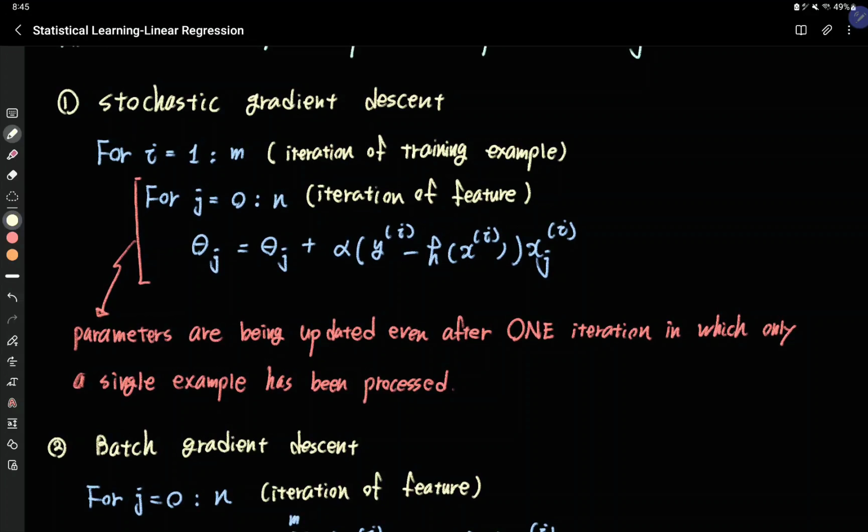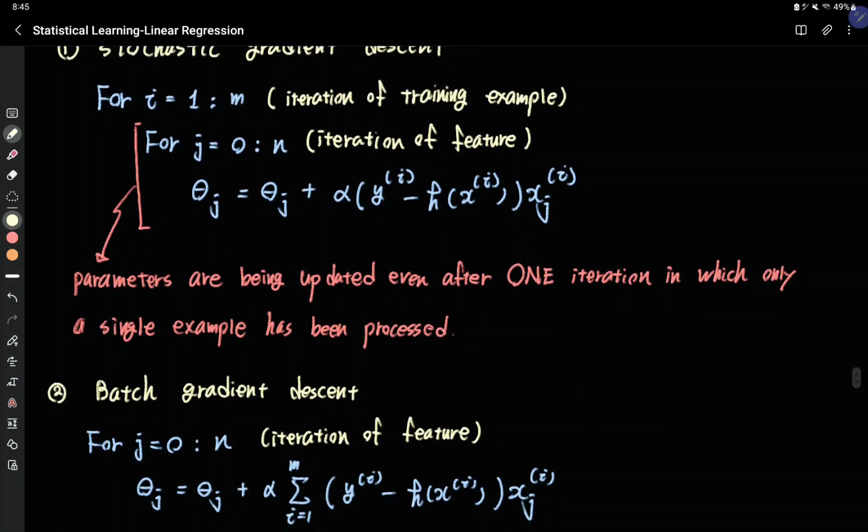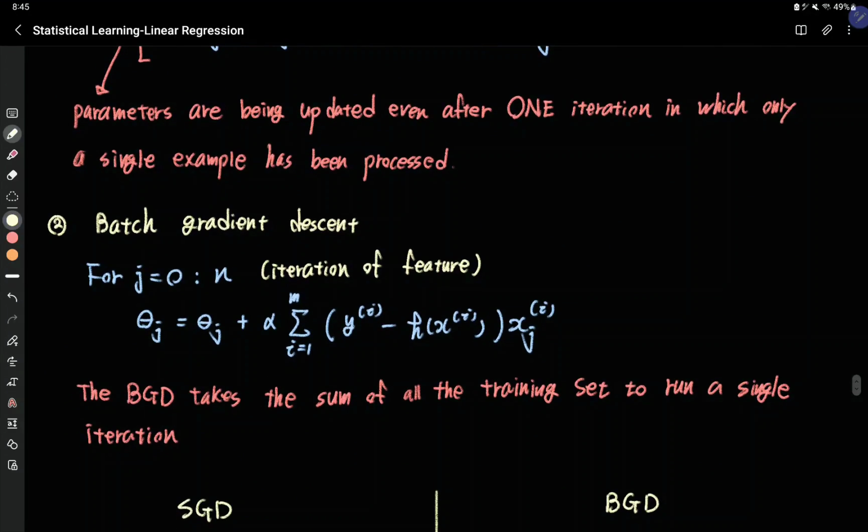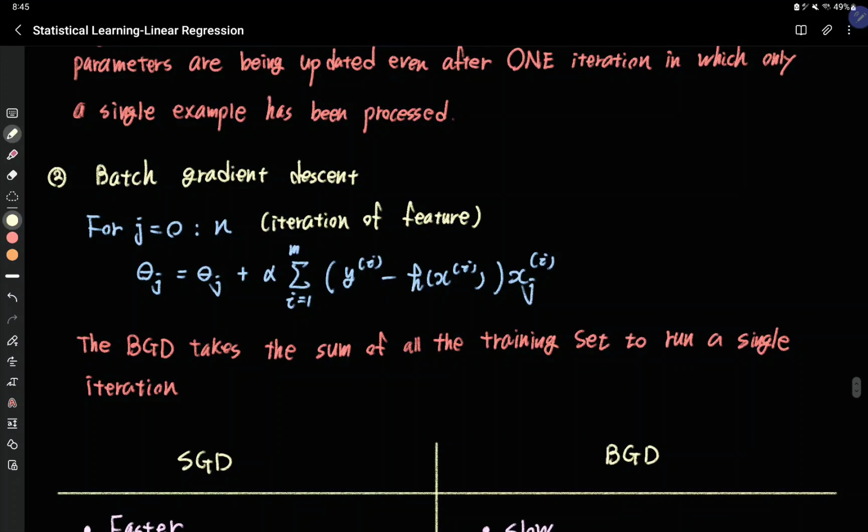There are pros and cons to this one. Let me talk about that after introducing batch gradient descent. Batch gradient descent, in short, is called BGD. So this is slightly different. For j equals 0 to n, theta j equals theta j plus alpha.